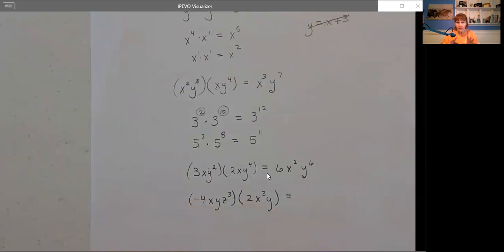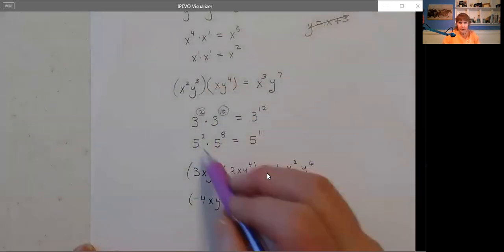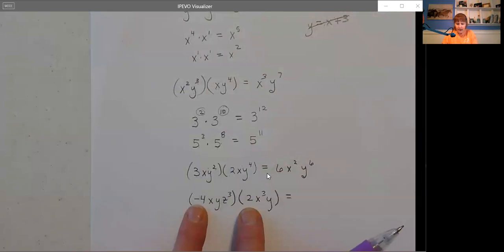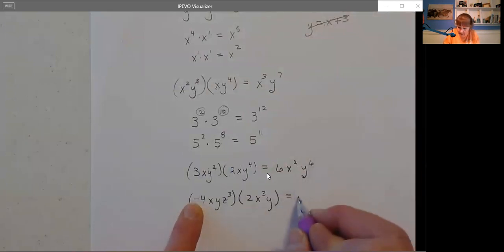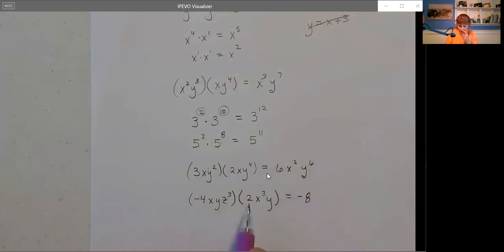I'm not adding their exponents. I'm not doing something like this. I'm just going to go ahead and multiply them. I have one negative, one is odd, so my answer will be negative 8. When I multiply negative 4 times 2, negative 8.